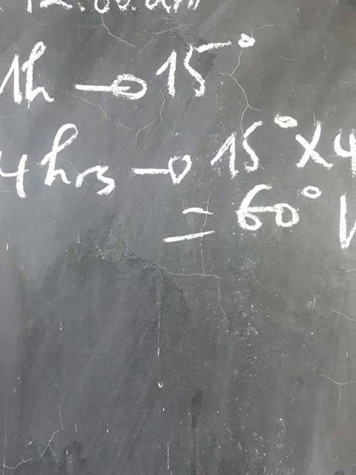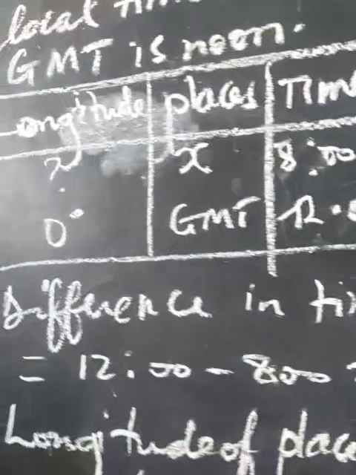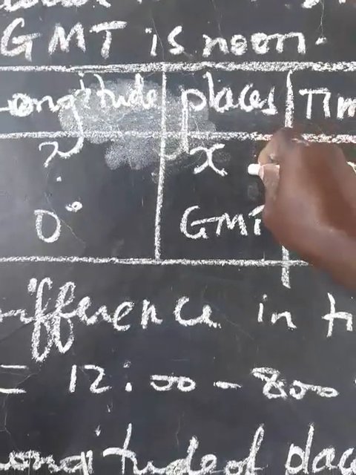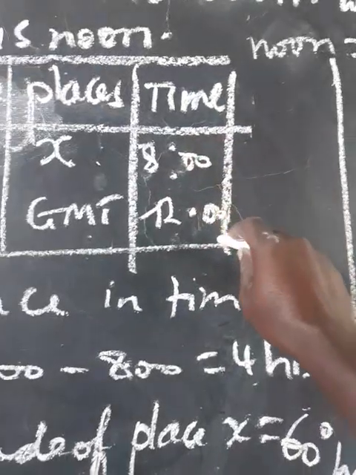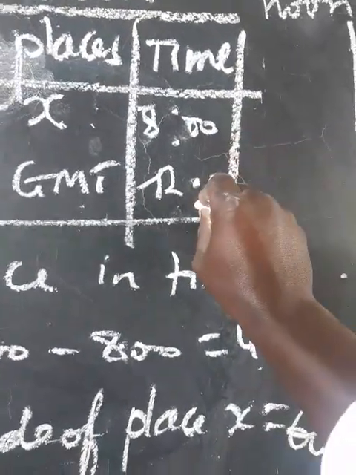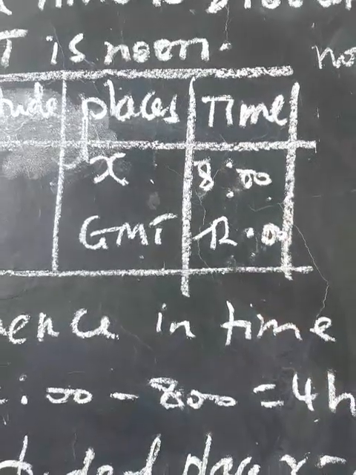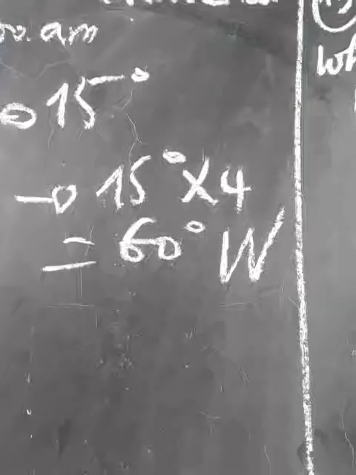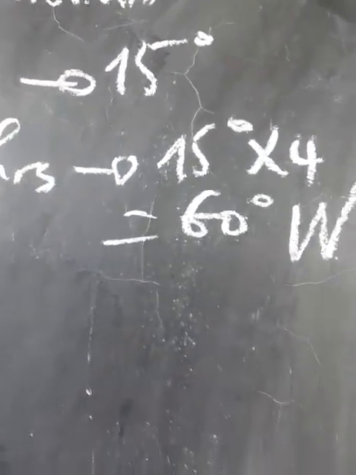Here, we look at this table, and we have point X and we have GMT. And we are going to look at the time. When you are coming from 12 going to 8 a.m., the hours are decreasing. Therefore, the direction of that place X is going to be west. It is 60 degree west. So therefore, that is the answer.